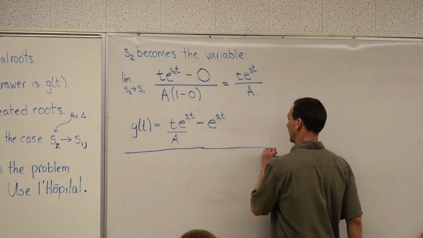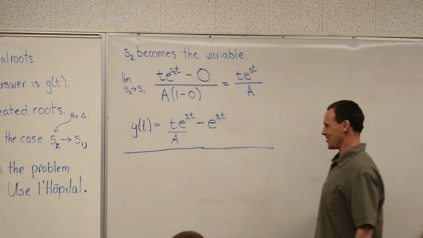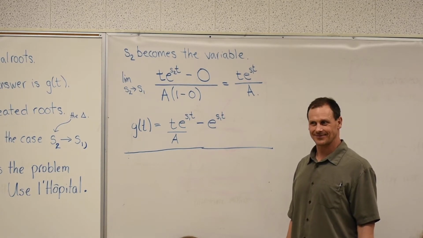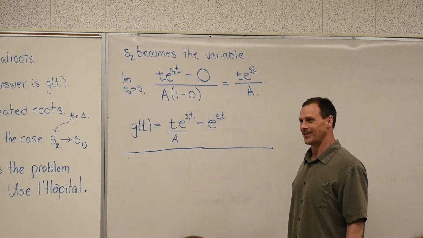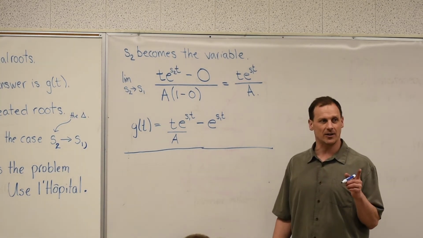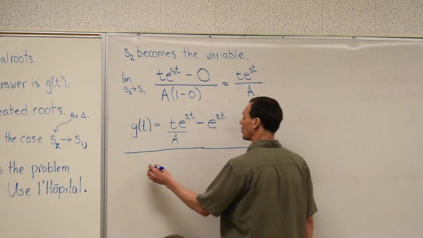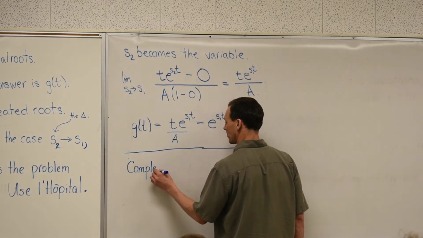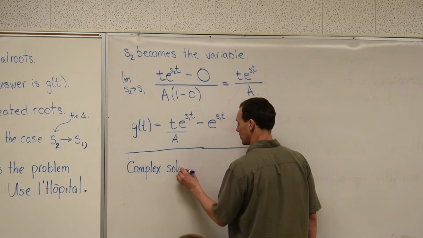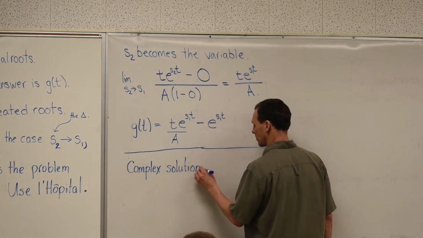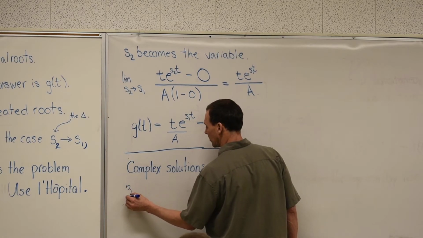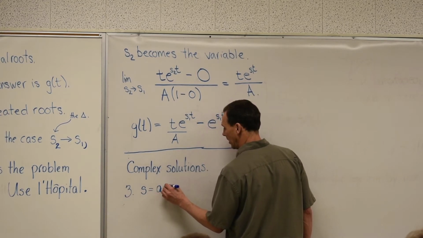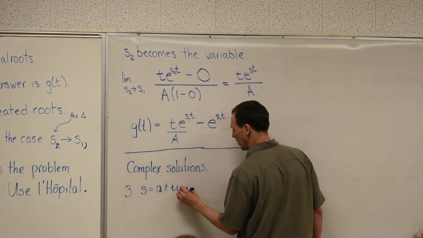All right, but we're not done. We've got two more cases. Do you remember what they were? Yes, okay, so the idea now is if we have complex solutions. So complex solutions provide two more possibilities. Number 3 is S equals A plus or minus I omega.